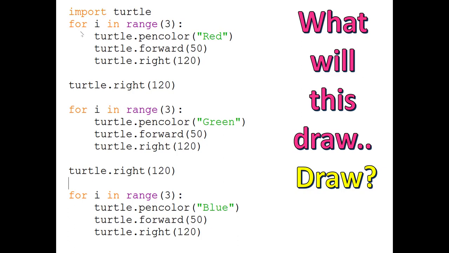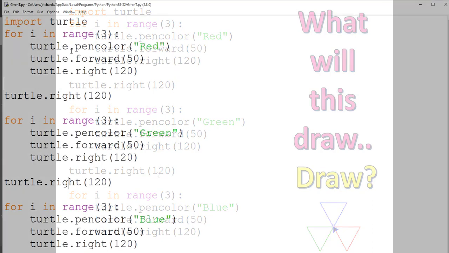Okay, so looking at this, we've got 3 sets of loops. And we're asking that to do 3 times, 3 times, 3 times. And we've got red, and we've got forward 50, right 120. Now that's degrees. So what do you think this makes? Well done if you said 3 triangles. Let's see how it works.